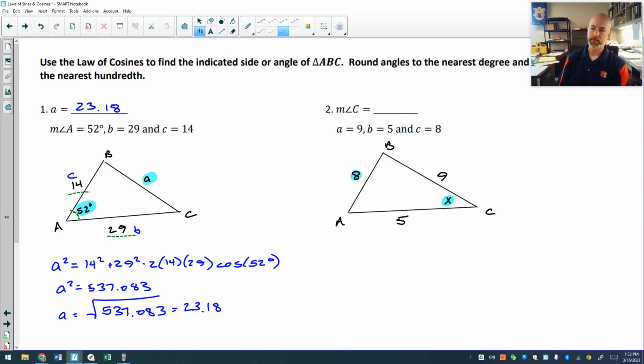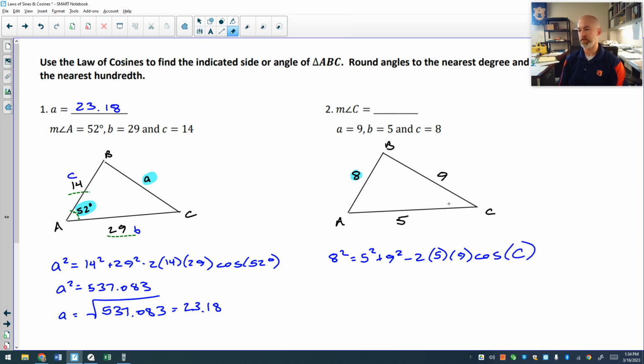And so back to the Pythagorean theorem type thought process, the 8 is going to be the one that needs to be by itself. So it's 8 squared. 8 squared is equal to 5 squared plus 9 squared minus 2 times 5 times 9 times the cosine of angle C, which I have labeled X here. I'm leaving it as C. Maybe I'll erase that X. But angle C right here is the unknown.